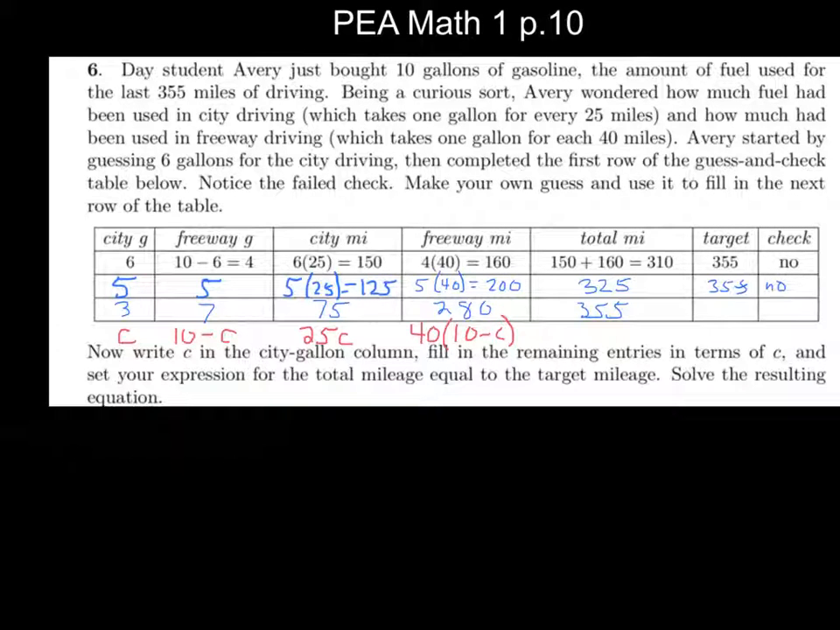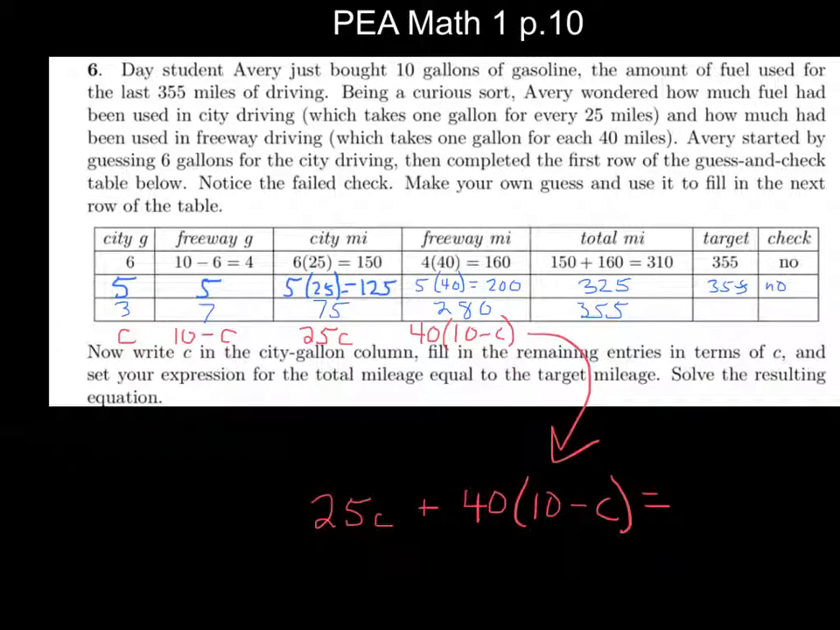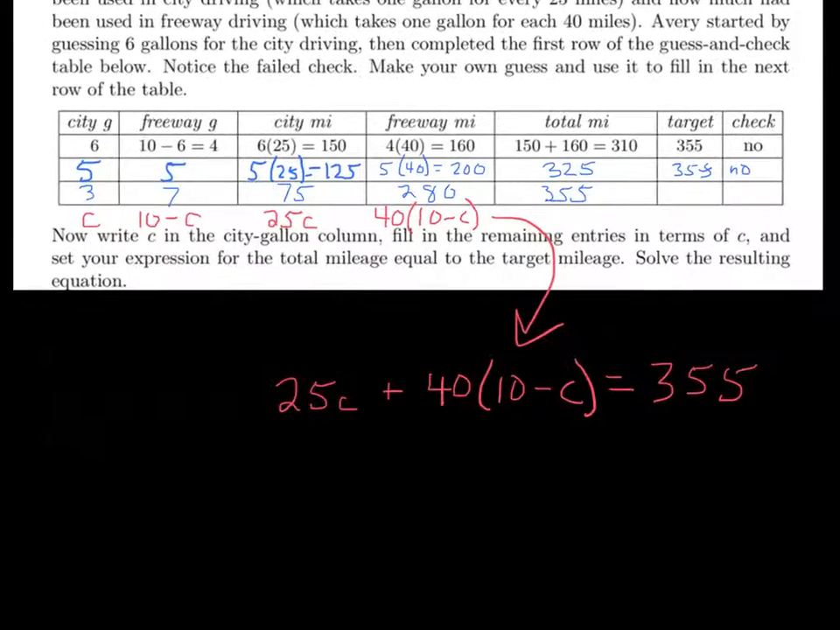Now we added those up. We added those up right here for total miles. So I'm actually going to draw a line here and just say I don't want to squeeze in that room. But we took 25C plus 40 times 10 minus C. And what did we want that to equal? Steven? 355. That makes sense?